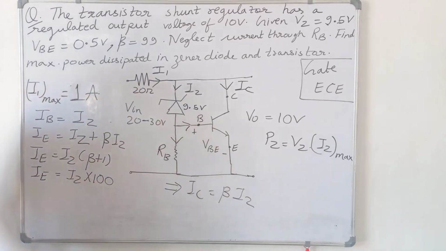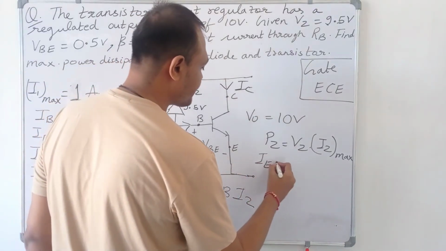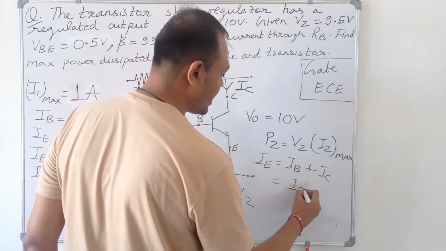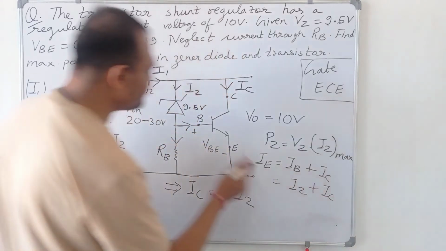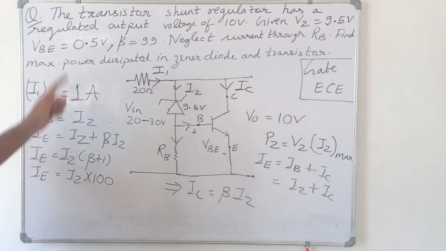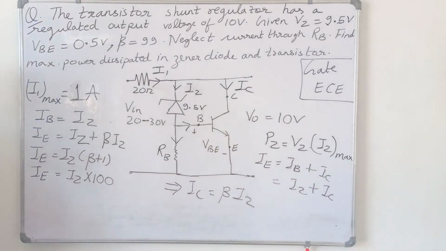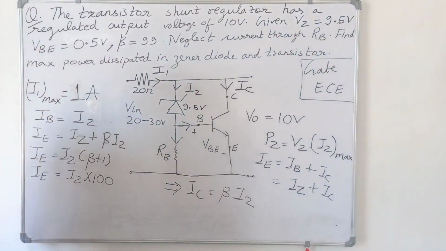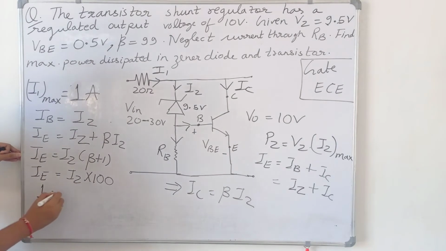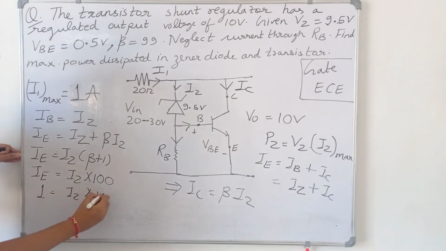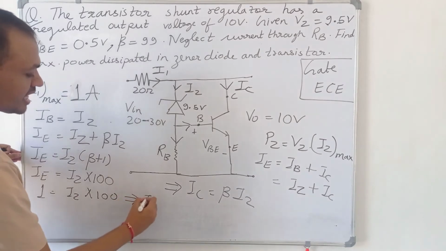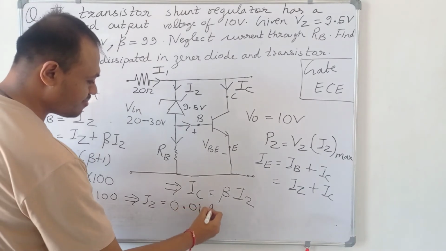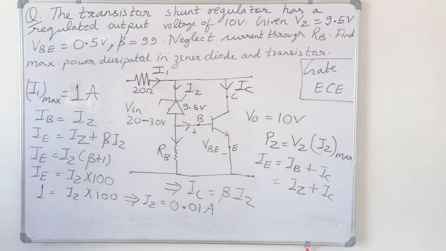IE is equal to IB plus IC, and IB is equal to IZ, so IE is equal to IZ plus IC. But IZ plus IC from the figure is equal to I1, and I1 is equal to 1 ampere. So IE is also equal to 1 ampere. So 1 equals IZ into 100, so IZ is equal to 0.01 ampere.